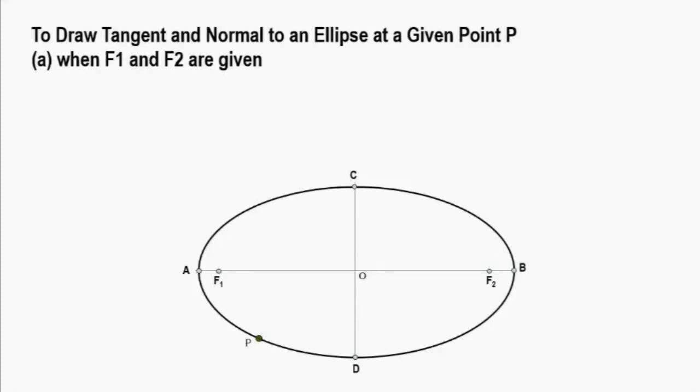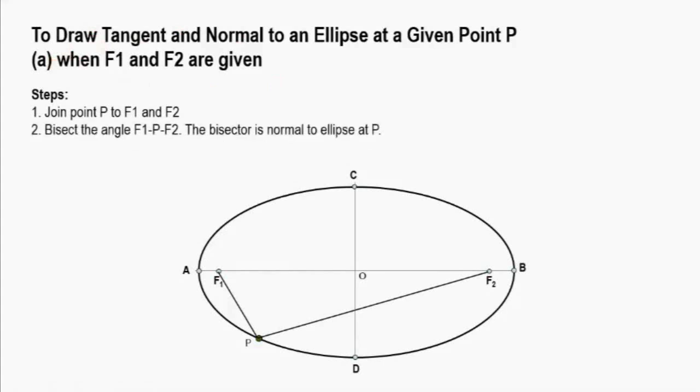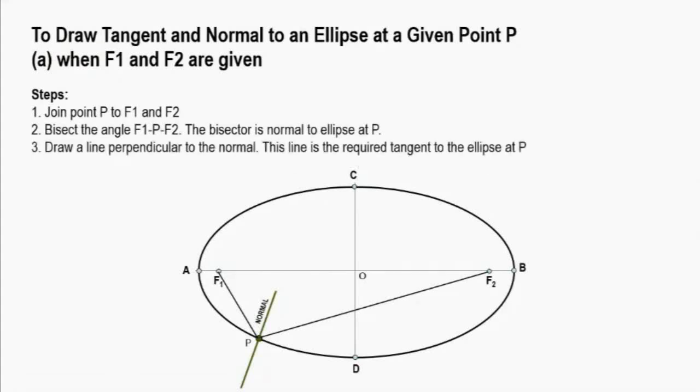Now I have to draw tangent and normal at point P. P can be anywhere. It's a very simple two-step procedure. Join P to F1 and F2. This is the case when F1 and F2 are given to us. So join P to F1 and F2, you get the angle F1PF2. Bisect this angle. This bisector is the required normal to the ellipse. And perpendicular to this normal, a line passing through P is the required tangent to the ellipse.